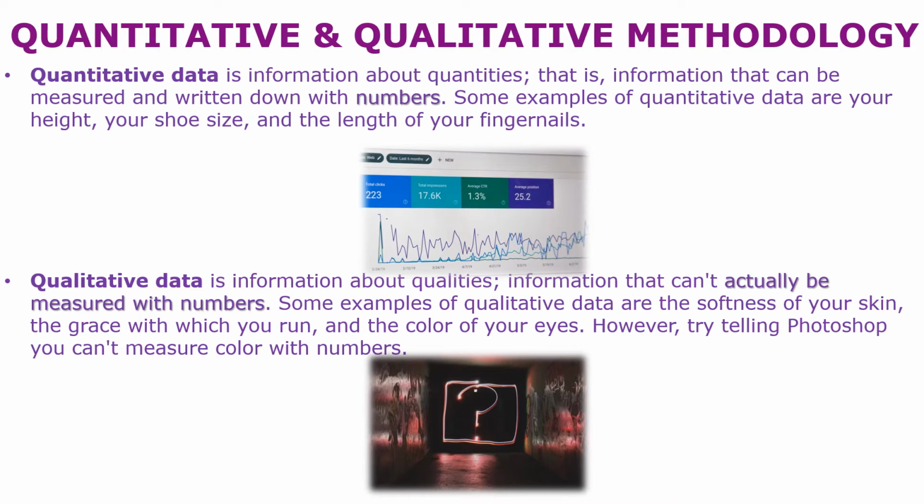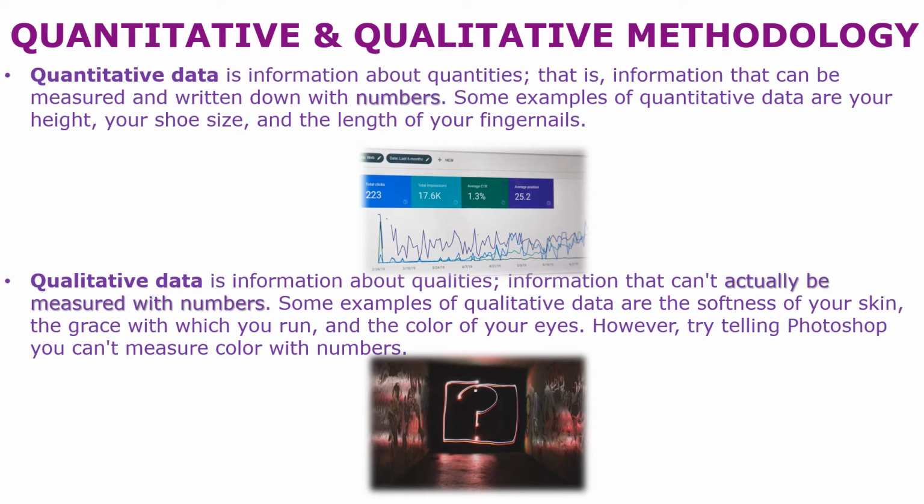We know that. Qualitative data is a bit tricky because it's about qualities. Now, I said qualitative. I don't want to use the word qualities to define that, but what we're talking about is information that can't actually be measured with numbers. Now, sometimes you can actually code that information. So let me give you an example. Some examples of qualitative data are the softness of your skin. You can't exactly use numbers to do it. The grace with which you run, the color of your eyes. However, try telling Photoshop you can't measure color with numbers, right?